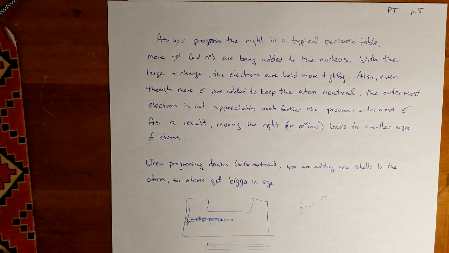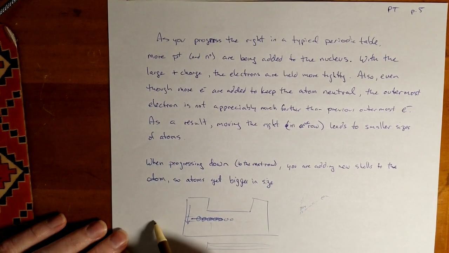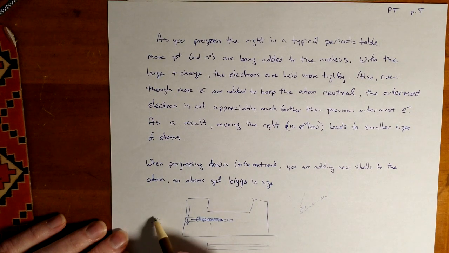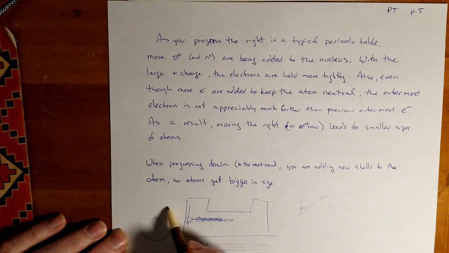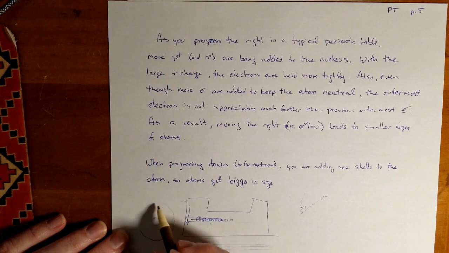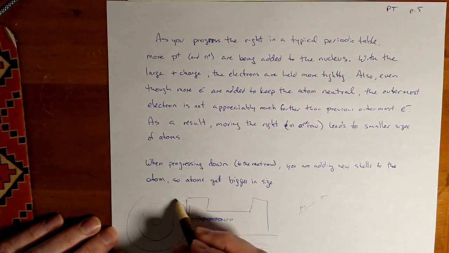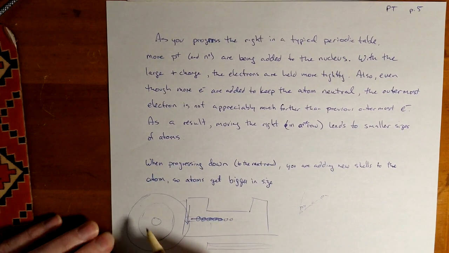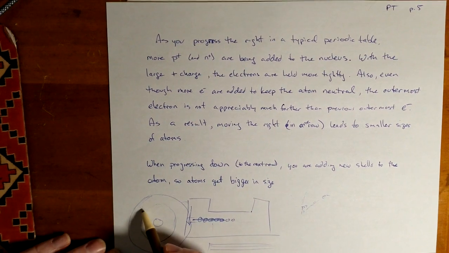Now, when you move down the periodic table, what's happening is you're adding an additional shell to it. And this is part of the Bohr model, the fact that the electrons exist in shells. And each time you add a shell, you add another layer. So if that's my nucleus right there, and this is not to scale, then I have a shell right here for the first one. So this is where the electrons tend to hang out for the first row. And in the second row, they tend to hang out here.